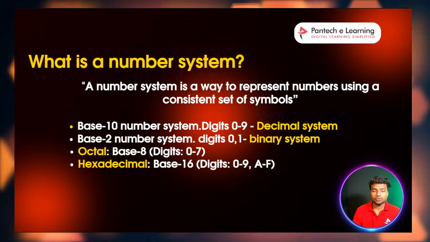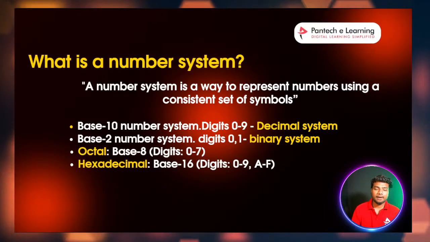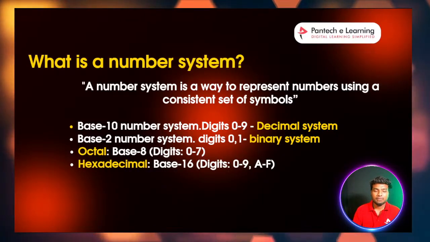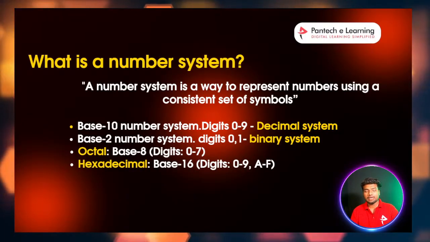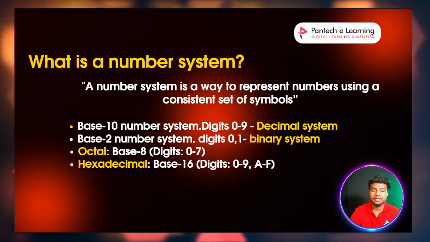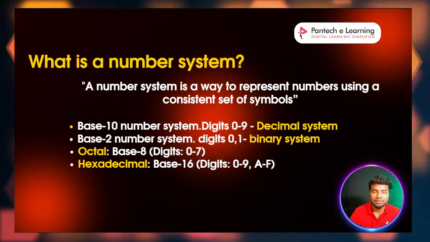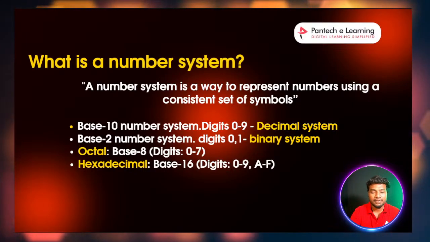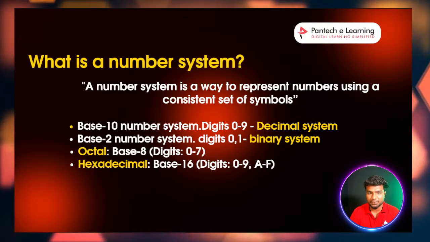Then let's move into the concepts of digital electronics. Here we will see the number system. The number system is a basic thing. We have a lot of number systems, like the binary number system, hexadecimal number system, decimal number system, and octal number system. A number system is a way of representing numbers using a consistent set of symbols.